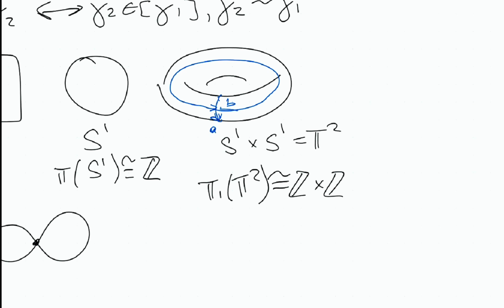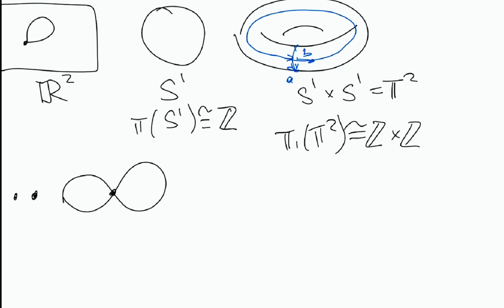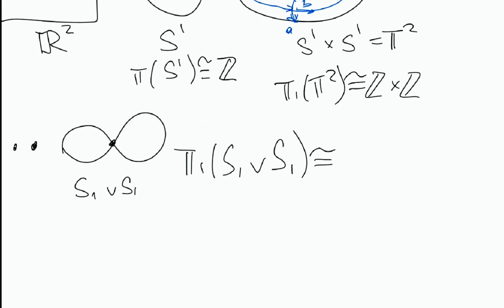But a more interesting one is, what if you have S1 wedge S1? The fundamental group of S1 wedge S1 is going to be a free group on two generators. To understand why, we need to look at the tree which is generated by loop A on the left and loop B on the right, but we're going to do it in the next video.